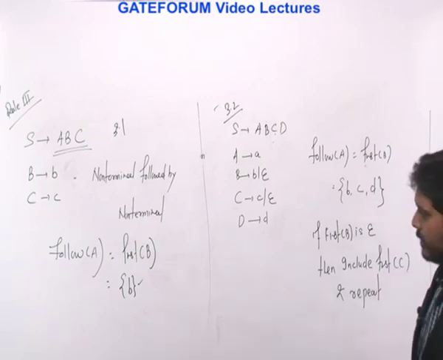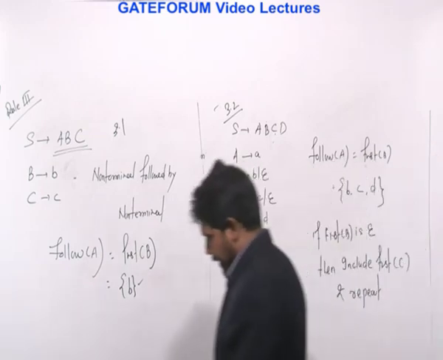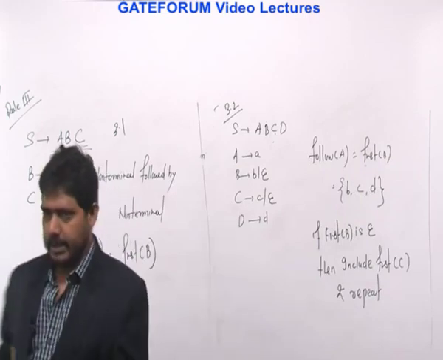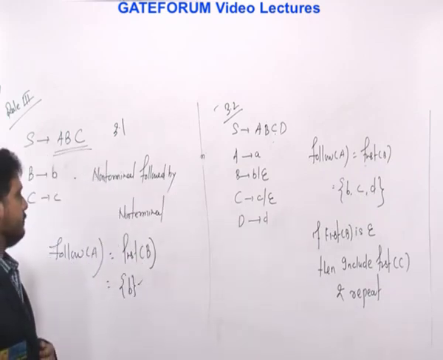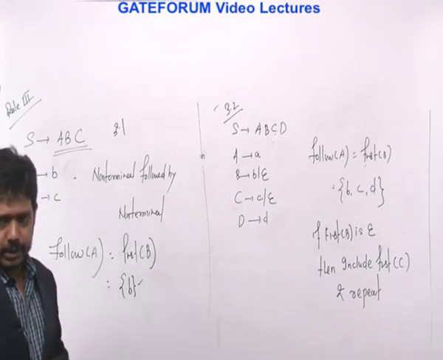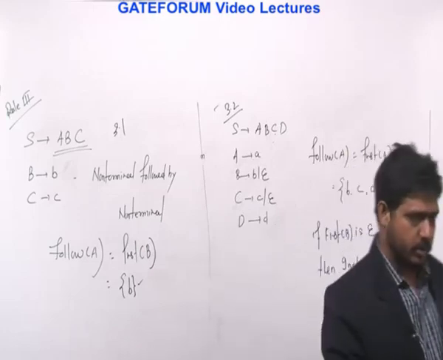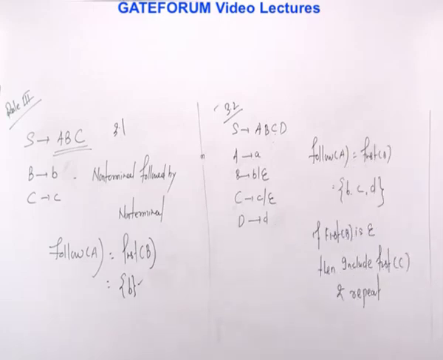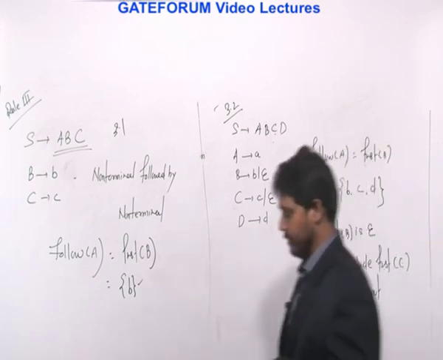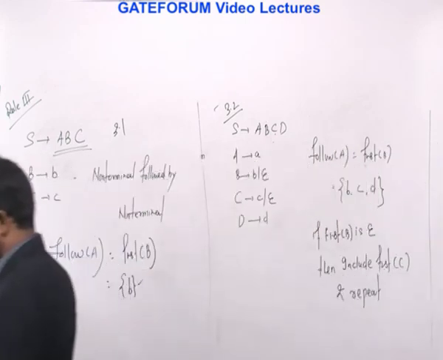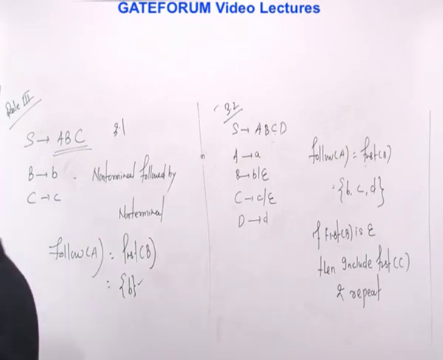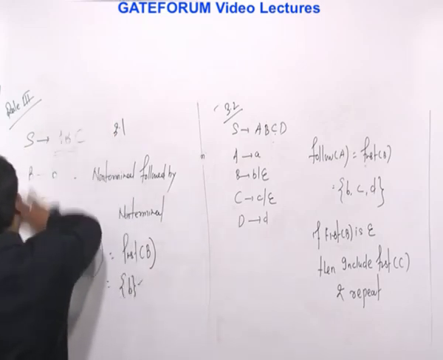So the non-terminal rule is very simple: either there is a direct non-terminal, or a non-terminal deriving epsilon, then go to the next non-terminal in direction. B derives epsilon, then go to C, C derives epsilon, then go to the next. So this is how it is. Repeat this process for B, C, D, rule number 3. Now we'll go to the last rule, rule number 4.